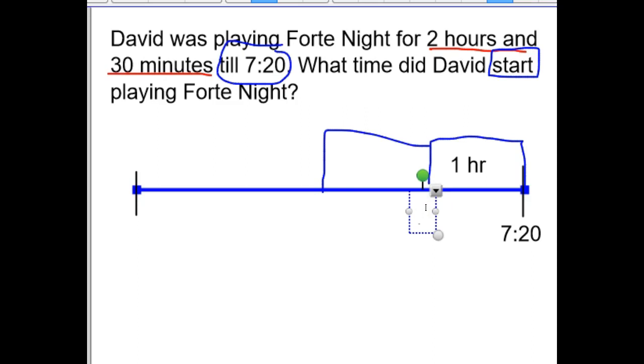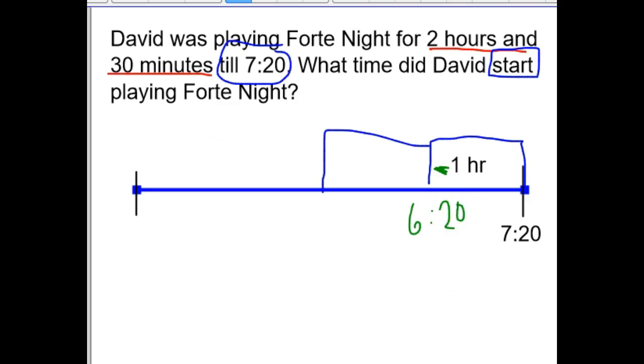So 7:20 minus 1 hour. Remember, that is a minus. I'm going to put that right here. Hopefully you can see that, minus 1 hour. So my new time would be 6:20 now. So 6:20.